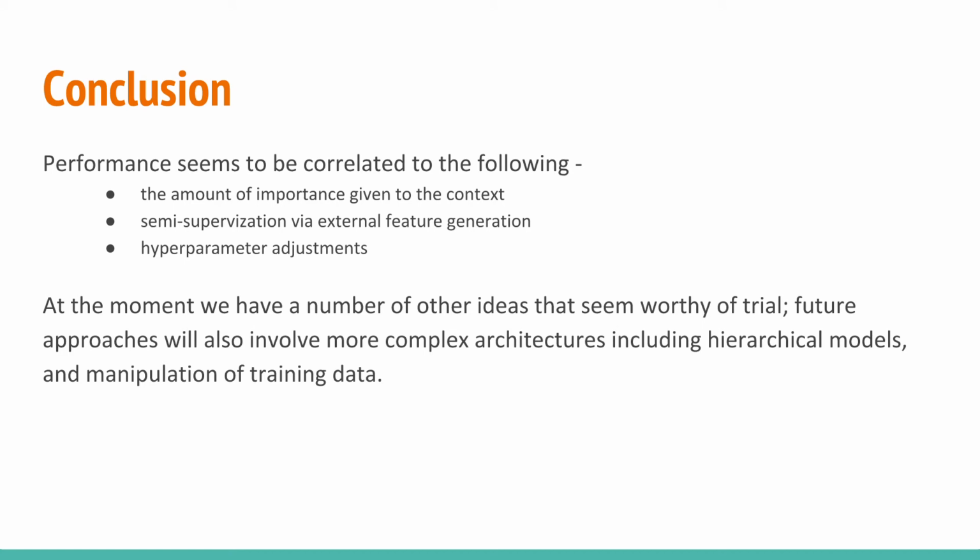In conclusion, performances of all models seem to be directly correlated to the following: the amount of information, the amount of importance given to context, semi-supervision via external feature generation, and lastly, hyperparameter adjustments. At the moment, we also have other ideas which seem worthy of trial, and we have not been able to do so in the given span of time. However, we do plan to continue participating in this contest, which will be ongoing till around the month of February 2019, and we hope we end up getting better performance.